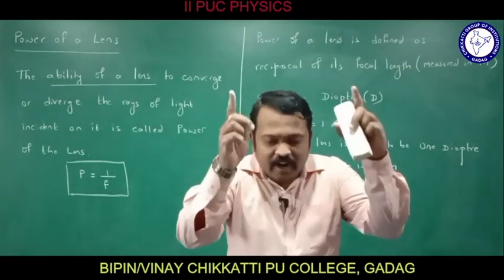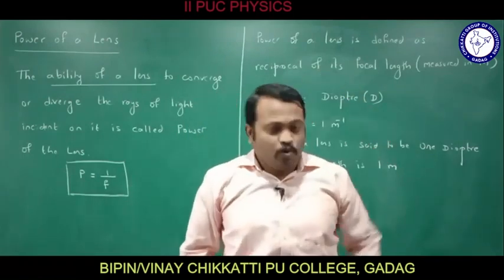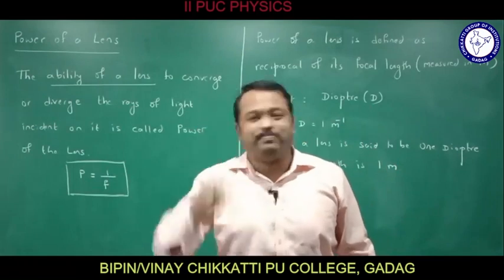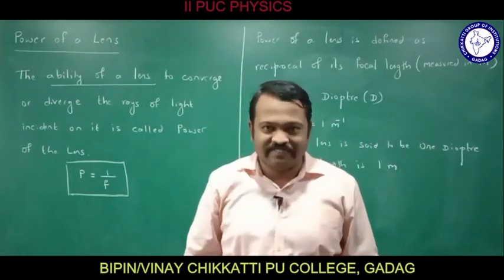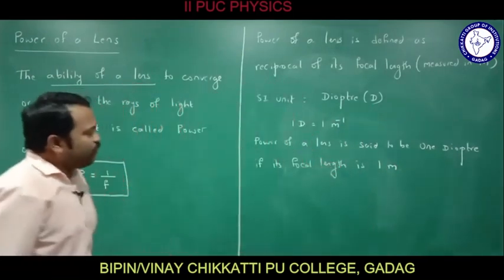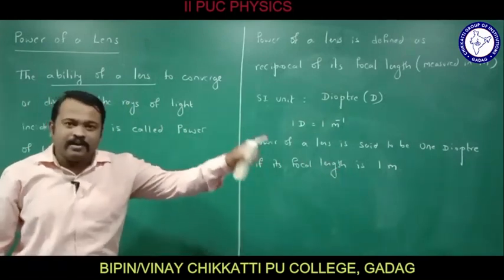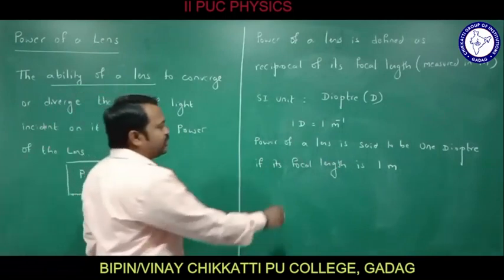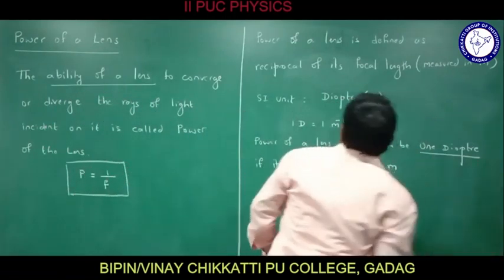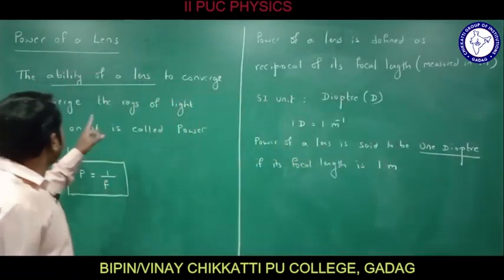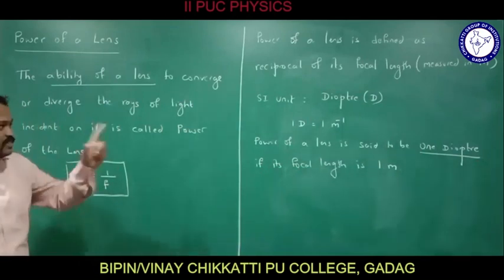If you take a convex lens whose focal length is 1 meter, then what is its power? Then it is 1 diopter. Power of a lens is said to be 1 diopter if its focal length is 1 meter. So this is the definition of 1 diopter. Do you remember? The SI unit of power of a lens is diopter.